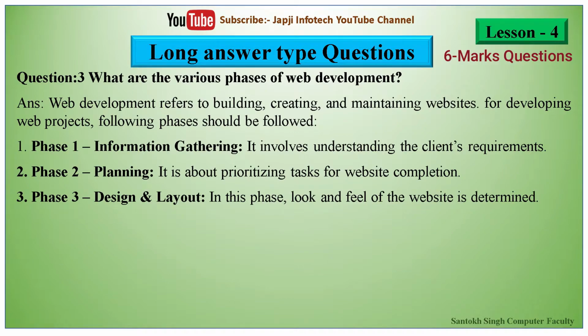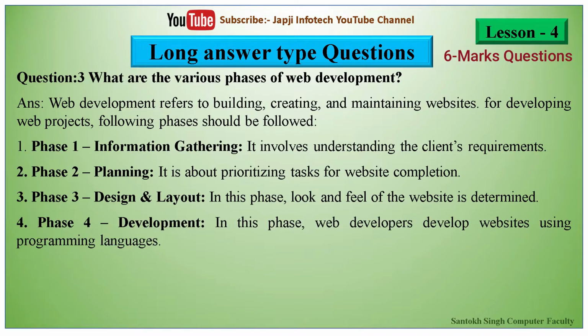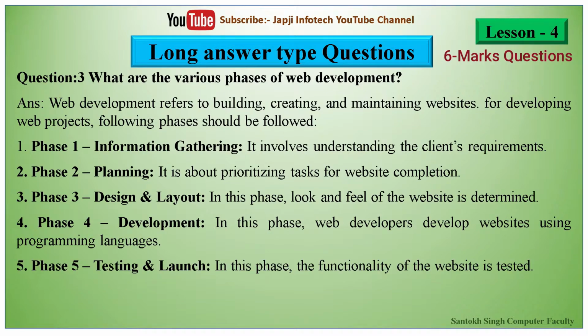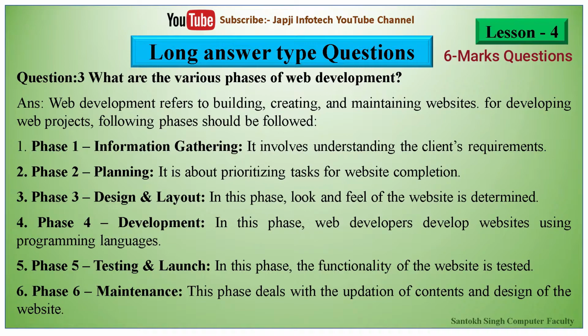Third one is phase 3, design and layout. In this phase, the look and feel of the website is determined. Fourth one is phase 4, development. In this phase, the web developer develops the website using programming languages. Fifth one is phase 5, testing and launch. In this phase, the functionality of the website is tested. Sixth one is phase 6, that is maintenance. This phase deals with the updating of content and design of the website.